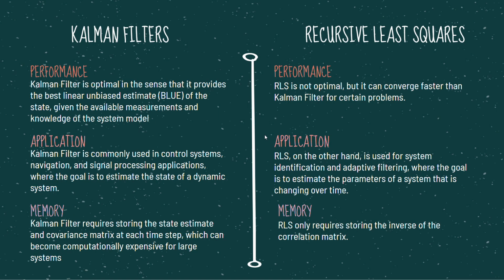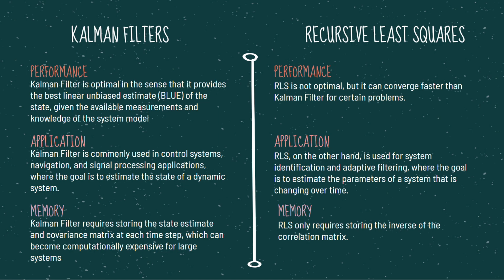Kalman filter is optimal in the sense that it provides the best linear unbiased estimate, BLUE, of the state given the available measurements and knowledge of the system model, whereas RLS is not optimal, but it converges much faster than Kalman filter for certain problems.